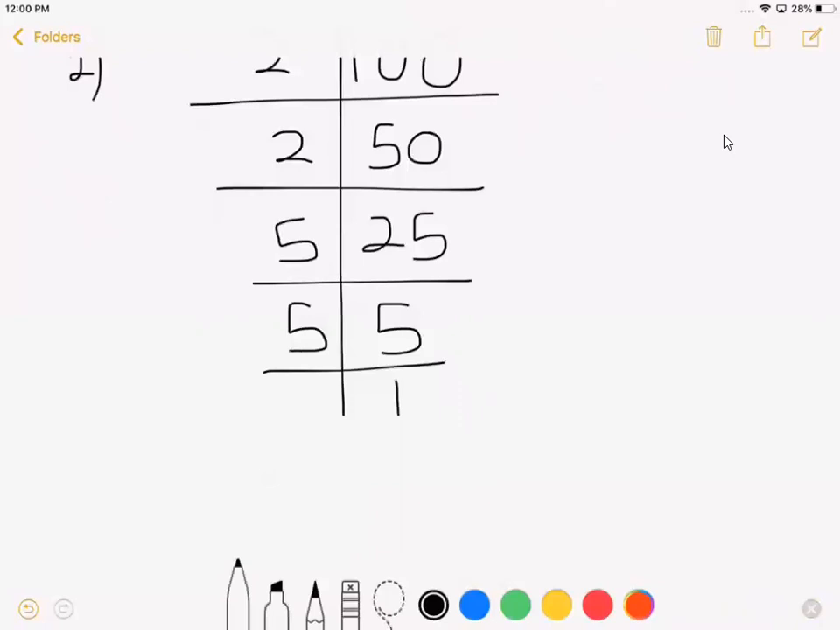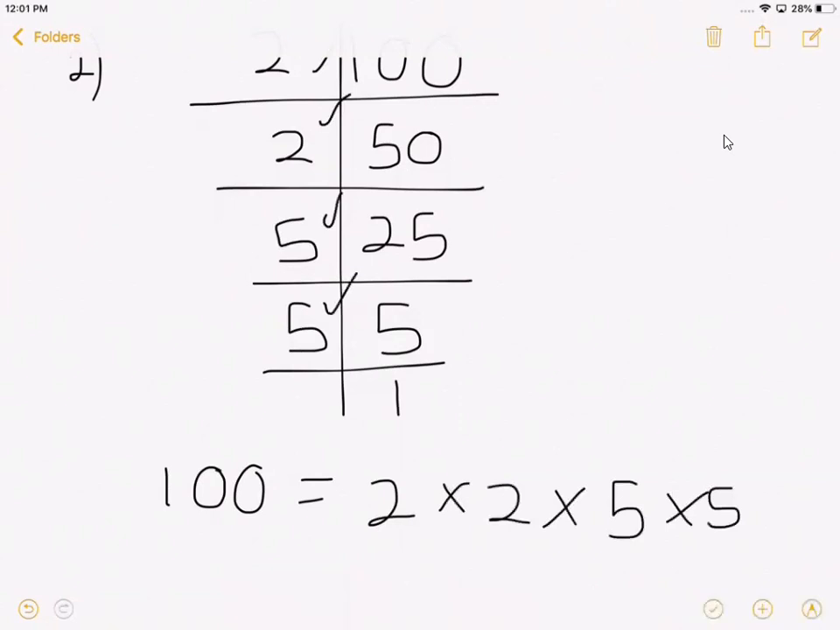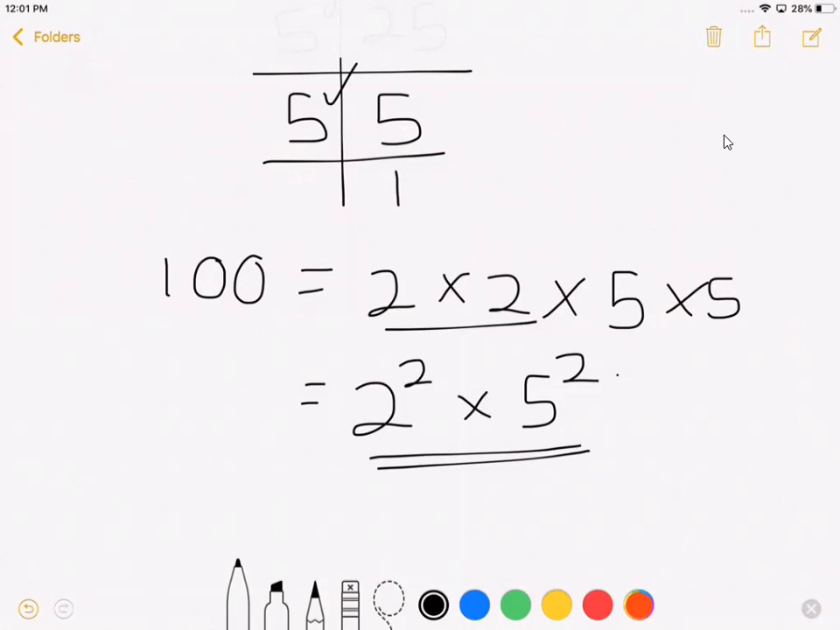Therefore, you say 100 is equal to 2, how many 2's do I have? 2 times 2 times, how many 5's? Two 5's, times 5 times 5, which is equal to 2 to the power of 2 times 5 to the power of 2. We are done. You've written 100 as a product of its prime numbers or prime factors.